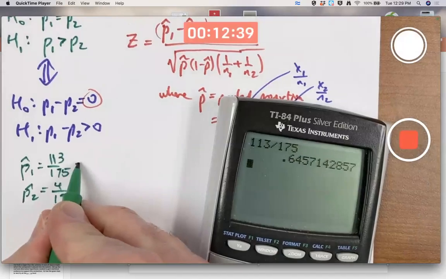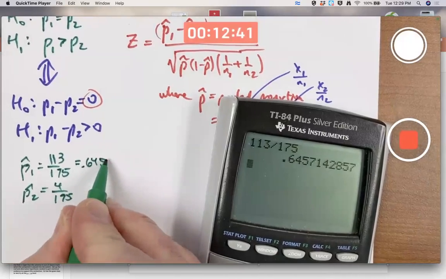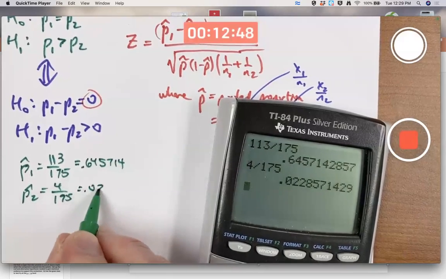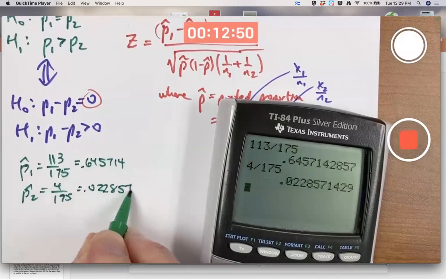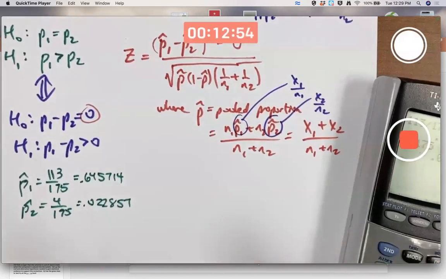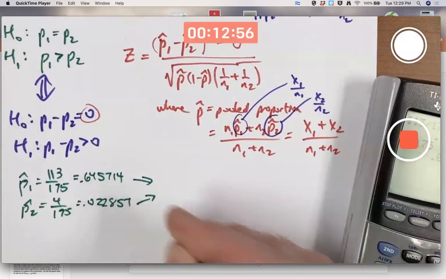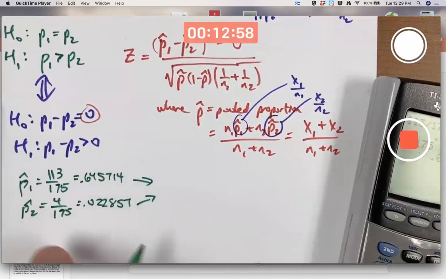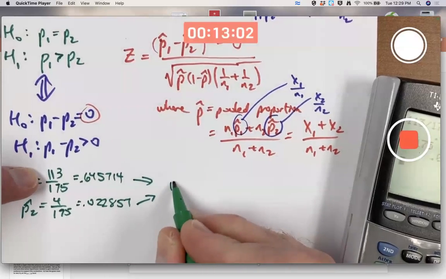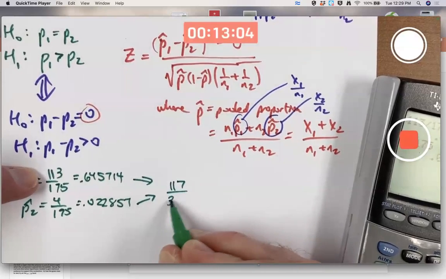This one's about 0.645714, and the other one's pretty small, 0.022857. For the purposes of using this z-stat, we've got to pool these. I'll just go ahead and do x1 plus x2 over n1 plus n2. It's going to give 117 over 350.